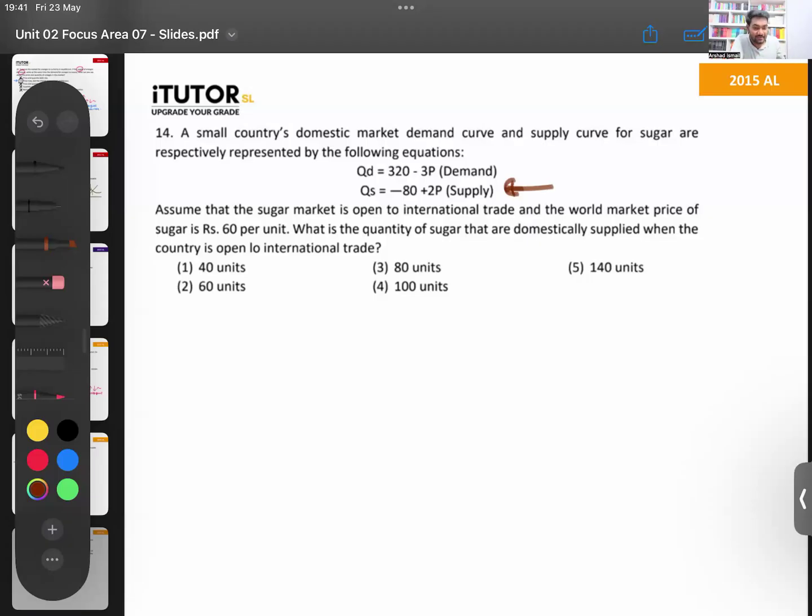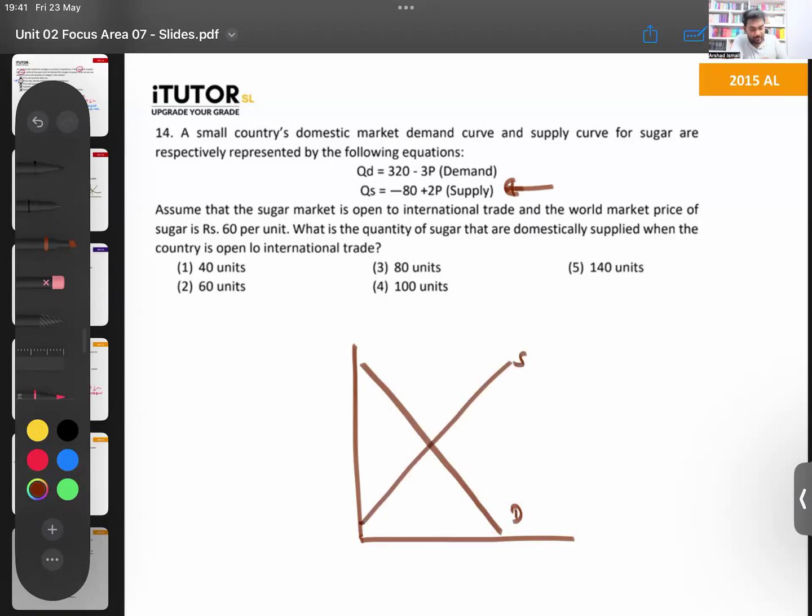But I'll graphically explain this to you. So what is happening over here is, we learned this in unit number 9 a little. You have the demand curve. This is the domestic demand curve. This is your domestic supply. So based on demand and supply, you have an equilibrium price and quantity.